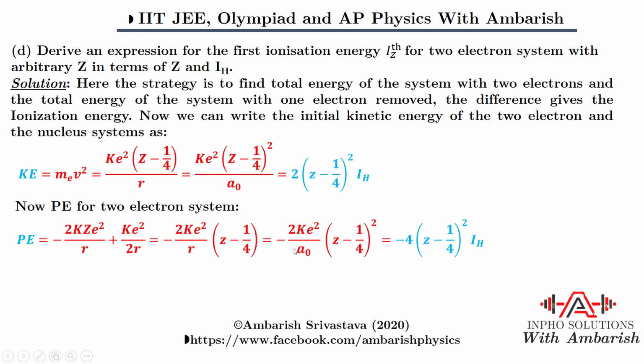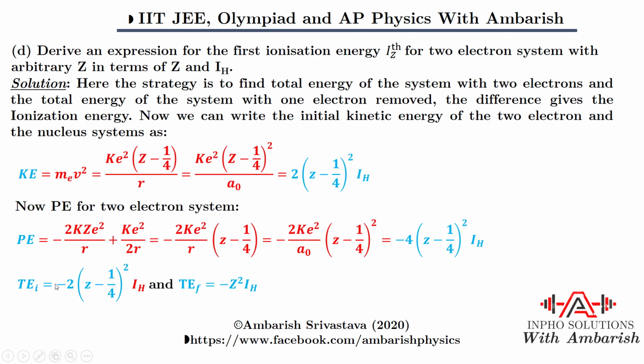Ke square by 2 a naught, so this becomes 4 times the ionization energy, right? And there's a minus sitting over there, so this is minus 4 (Z minus 1 by 4) whole square times the ionization energy of the hydrogen atom. So here is the potential energy term and here is the kinetic energy term. For finding the total energy of the two electron system, you simply add the kinetic energy with the potential energy term, and this is what you get for the total energy of the two electron system.